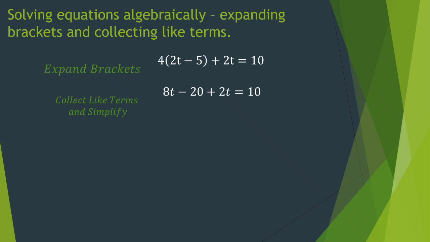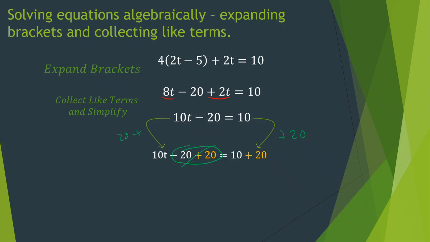Now we're going to collect like terms and simplify. So 8t and 2t, remembering that we're looking at the signs, the front can be simplified, which makes 10t. Take away 20 equals 10. Now we can start rearranging to get the t by itself so that we can find a solution. So the opposite of take away 20 is to plus 20 to both sides. And that gives us this, which means we can cancel these out. This becomes a 0, and we're left with 10t equals 30.